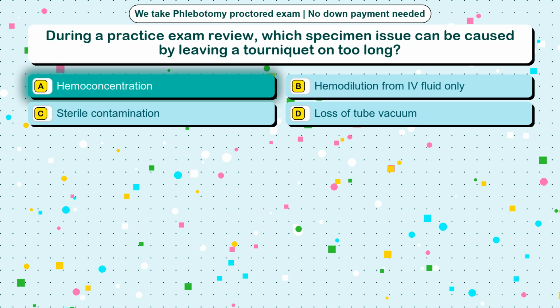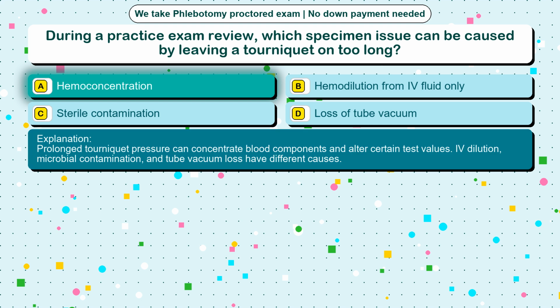The correct answer is option A, hemoconcentration. Prolonged tourniquet pressure can concentrate blood components and alter certain test values. Dilution, microbial contamination, and tube vacuum loss have different causes.